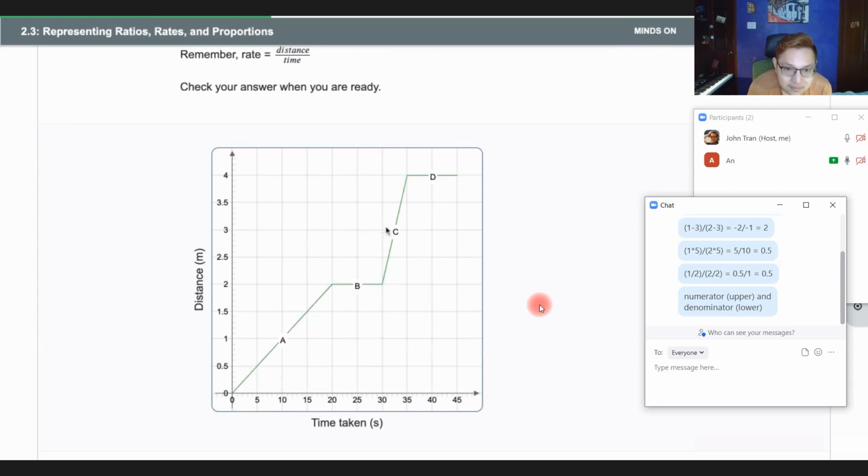And then from 30 it moves up to 4 meters for 5 seconds, up to 35 seconds. Actually it's just 5 seconds, because from 30 to 35 it's only 5 seconds. And from 35 up to 45 it stays the same. So it means she doesn't move for those 10 seconds. So she stays still for the next 10 seconds.